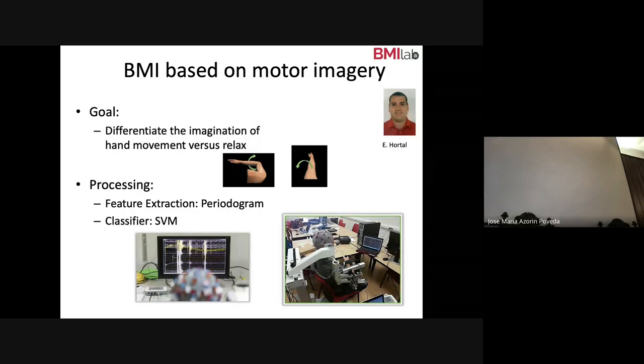So, of course, we did some pre-processing for removing artifacts. And for extracting the main feature of the EEG signal, we did the periodogram. After that, we used the support vector machine for detecting only two states. I mean, I am thinking of moving my hand or not. I am in the relaxed state.